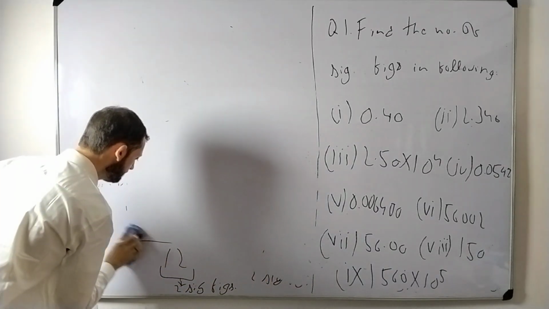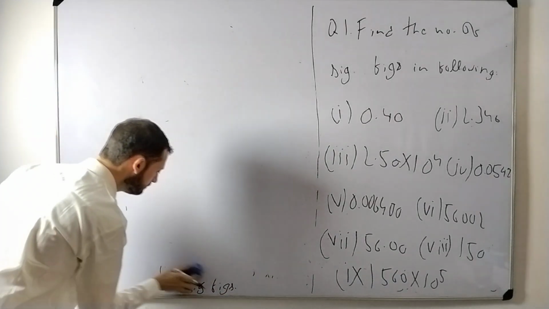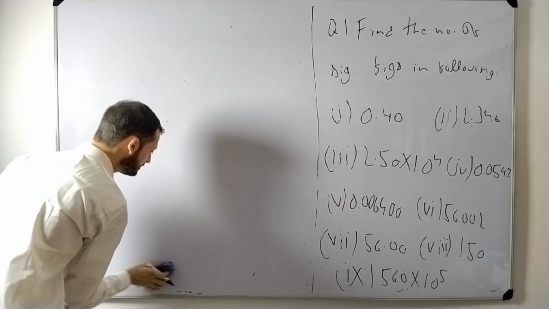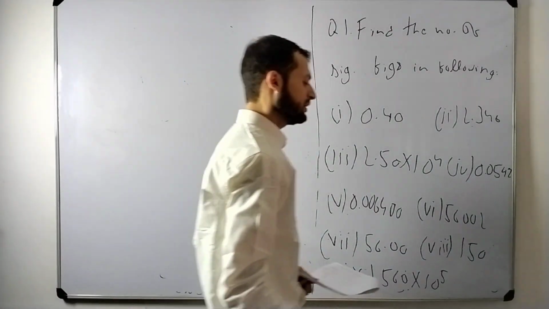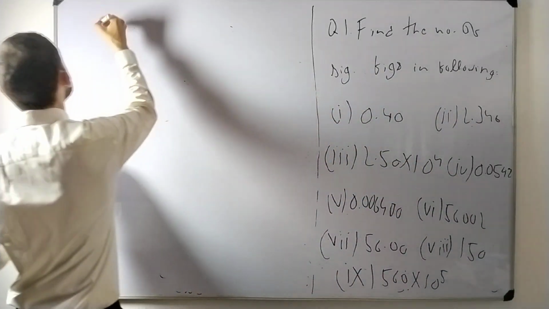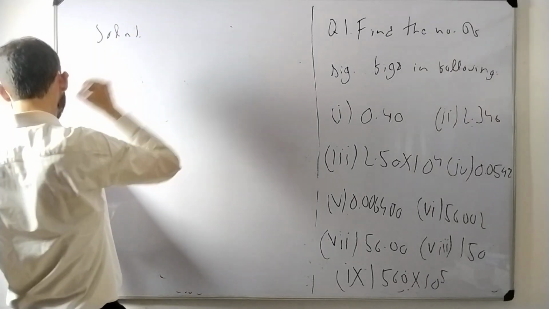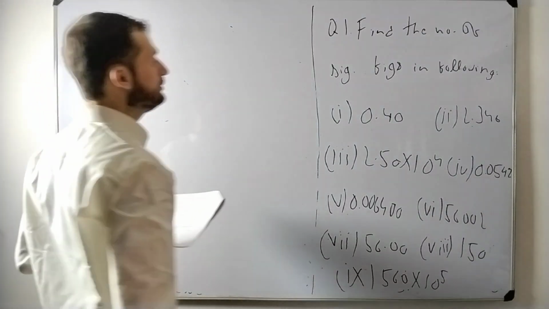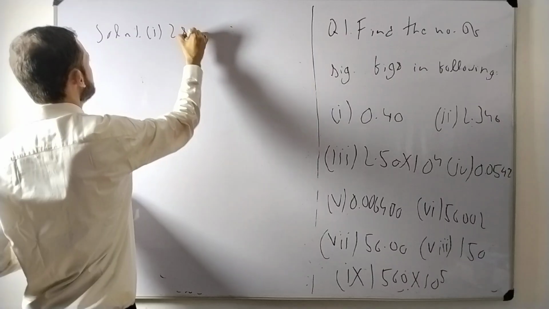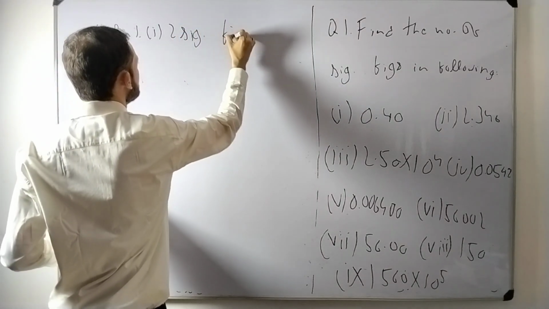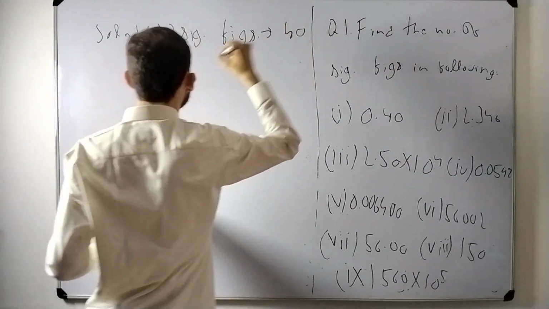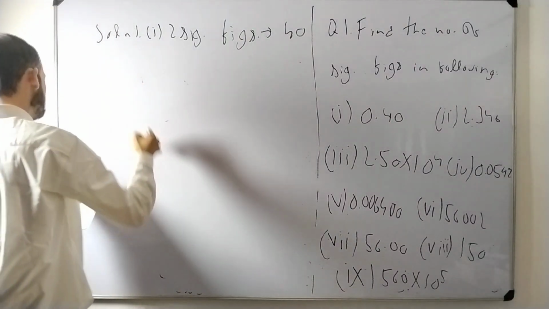Yes, sir, we have understood this part, but since they are numericals remain numericals, you apply the theory. Okay, sir. Solution. So first is 0.40. This has 2 significant figures. Yes, sir, my answer was right. And what it was? 40. These were the 2 significant figures.